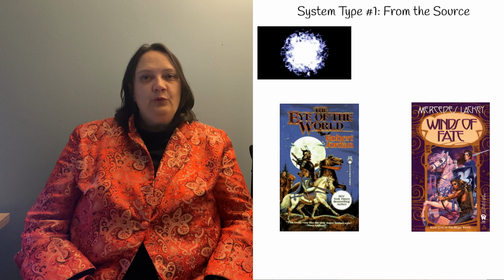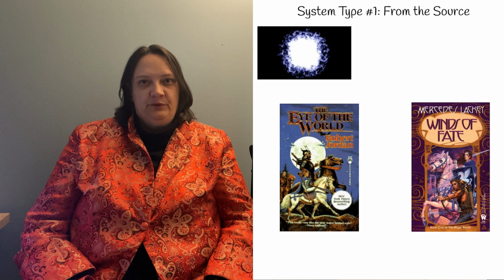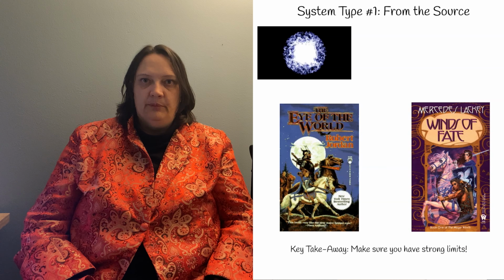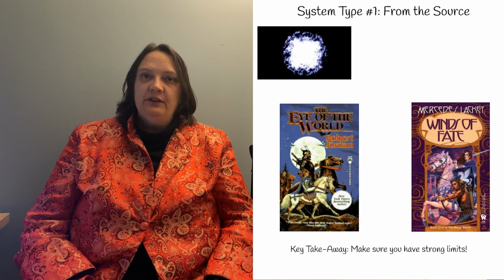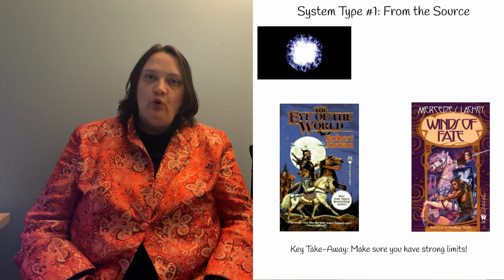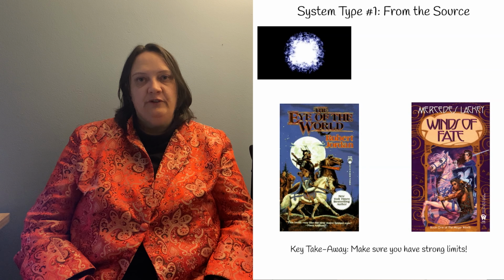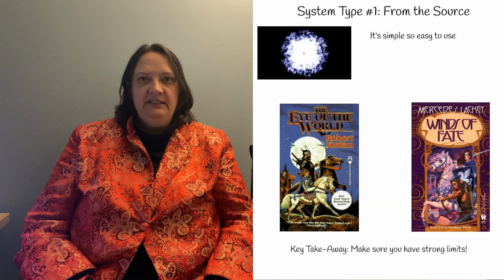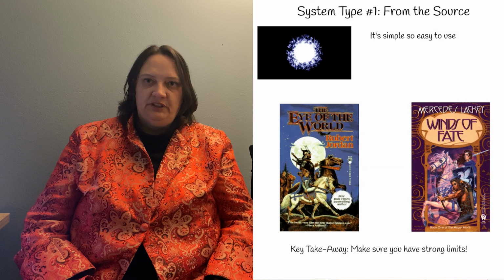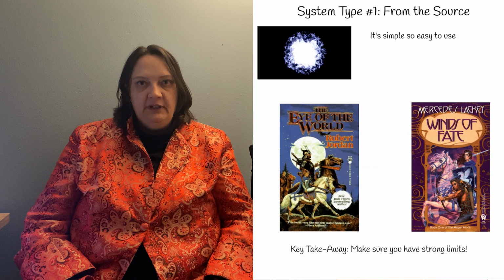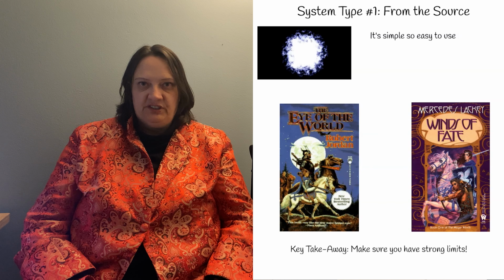So the takeaway from these 2 examples is that you need strong limits with this kind of magic. And the reason why is because its advantage is almost its disadvantage as well. It's a very simple magic system. It's easy to work with. It's easy to expand on. You can have it do anything you want it to do. It's almost a soft magic system in its malleability.